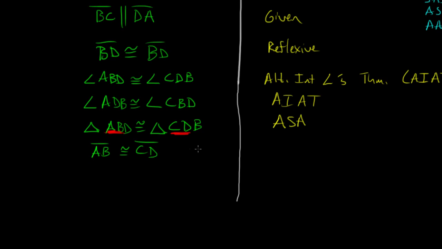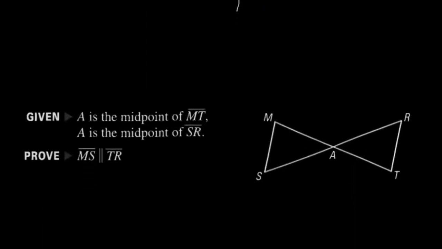And why is that true? Well, I know that the triangles were congruent, and therefore their corresponding parts are going to be congruent. So we're going to call that CPCTC: corresponding parts of congruent triangles are congruent. So there we go. That's our example one.